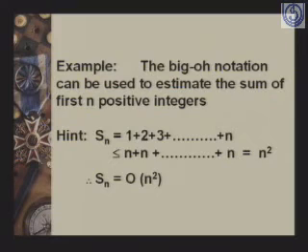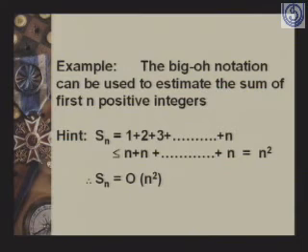Now we will find out the big O order of the sum of first n natural numbers. The first n natural numbers we know, 1 plus 2 plus 3 plus up to n. Now Sn is equal to 1 plus 2 plus 3 up to n. Each of the numbers 1, 2, 3 up to n is less than or equal to n. So what we can do is replace each of them by n.